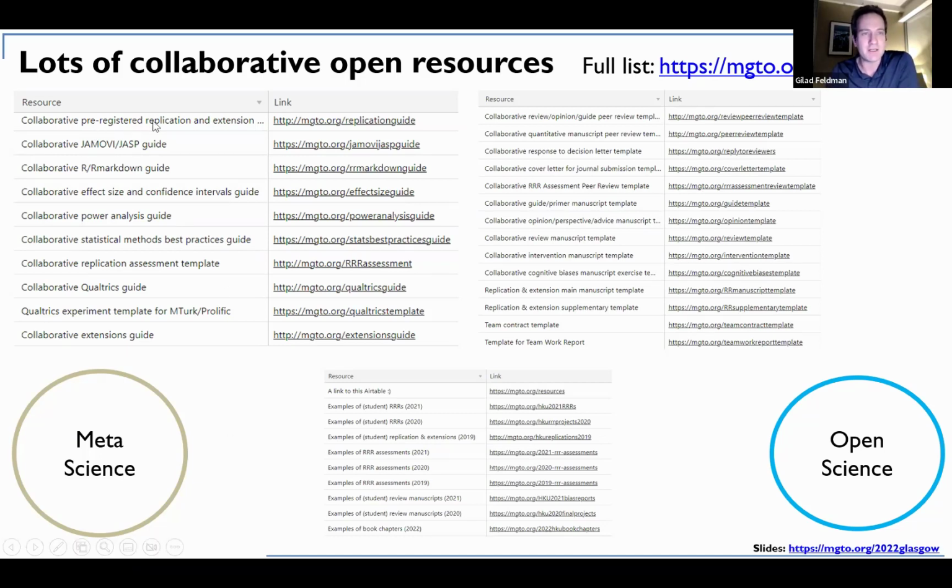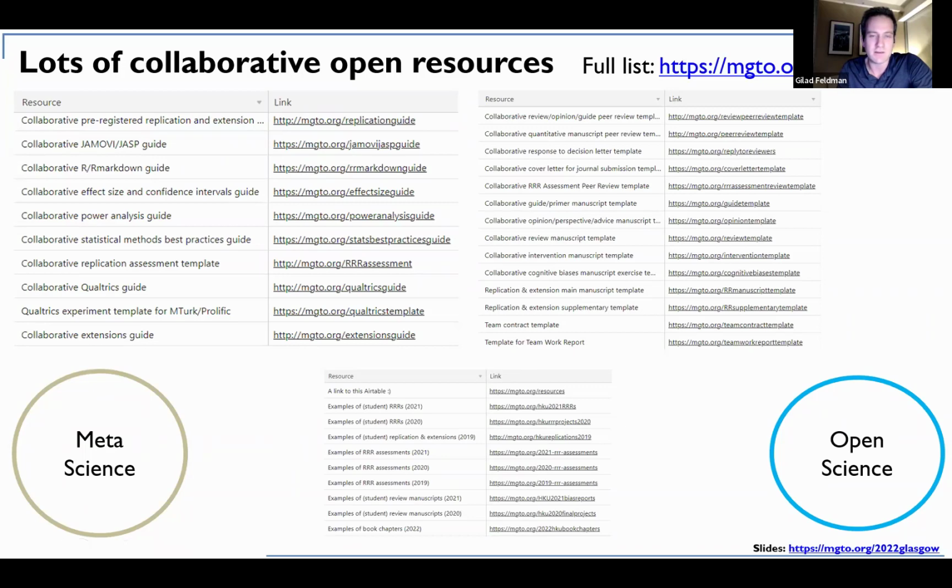How to do a replication extension, there's a guide for that. The R community, so we keep track of all your accomplishments and we add those guides in there, so you can go and see all the links that we have, how to calculate effect size, how to do a power analysis, what are the best practices in statistics, how to do Qualtrics, just a bunch of those. Plus, if you want to see examples from what the students have actually done, both replications and extensions and assessments, everything is open and shared, so you can just go and browse that.